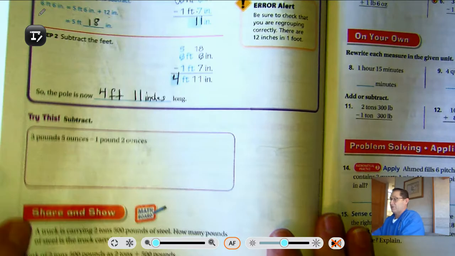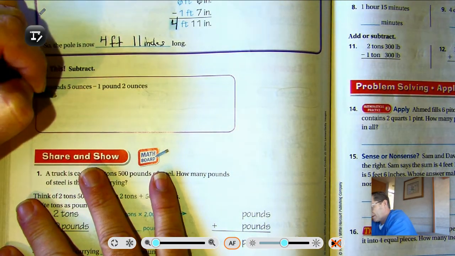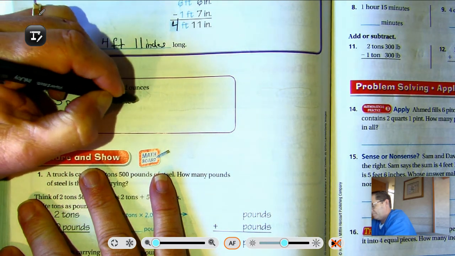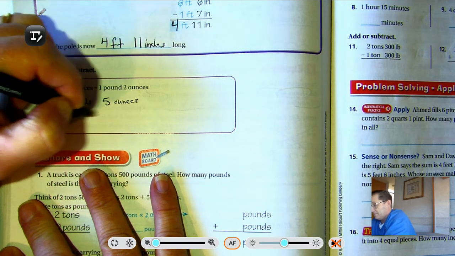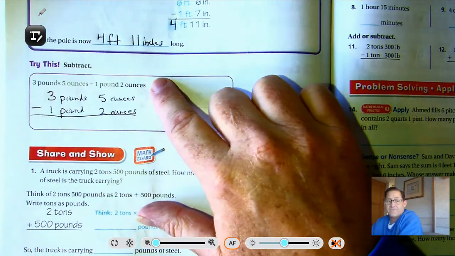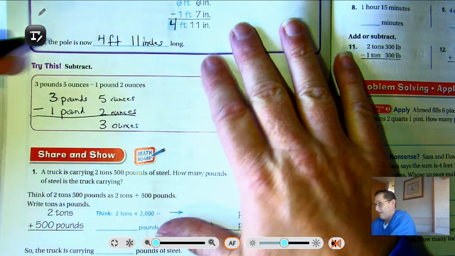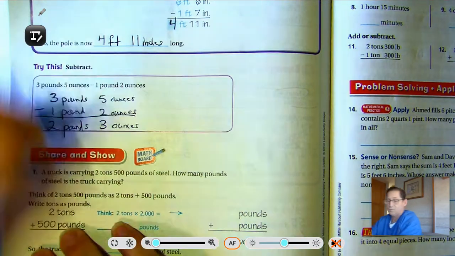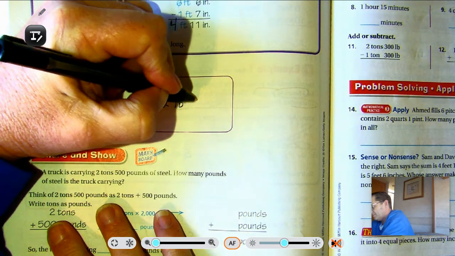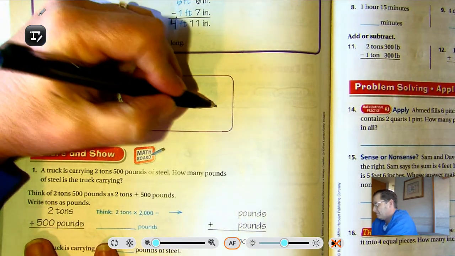All right, try this one. How about 3 pounds, 5 ounces, take away 1 pound, 2 ounces. Okay, so start with the ounces. Start with the smaller unit. 5 take away 2. We can do that. Leaves us 3 ounces. And 3 pounds take away 1 pound is 2 pounds. So 2 pounds, 3 ounces. The abbreviation for that would be 2 lb 3 oz, and we don't need the period.